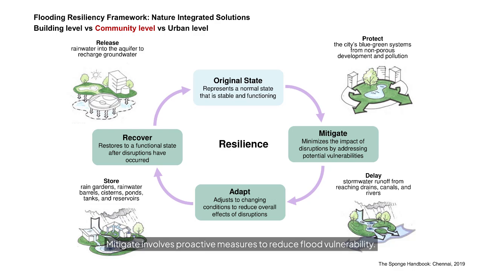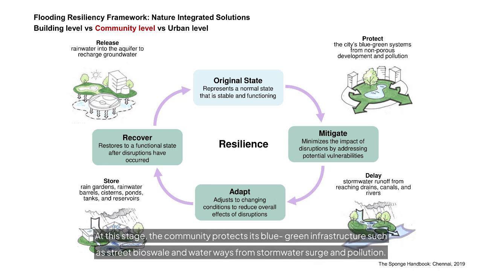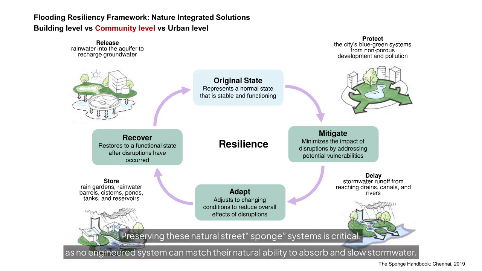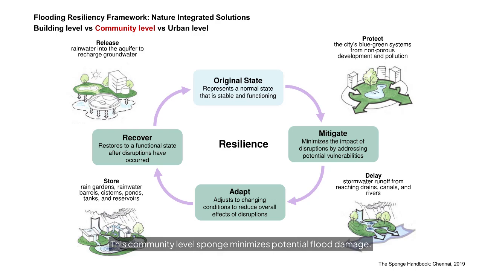Mitigate involves proactive measures to reduce flood vulnerability. At this stage, the community protects its blue-green infrastructure, such as street bioswales and waterways, from stormwater surge and pollution. Preserving these natural street sponge systems is critical, as no engineered system can match their natural ability to absorb and slow stormwater. This community-level sponge minimizes potential flood damage.